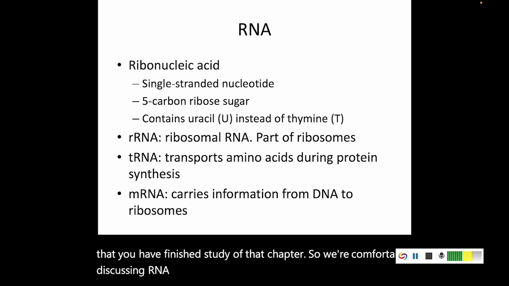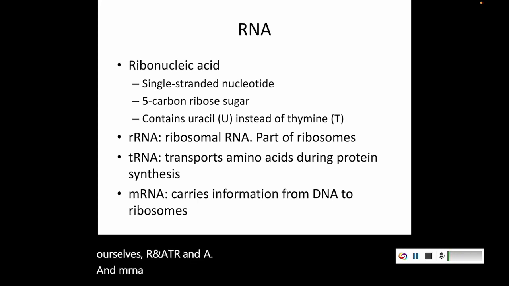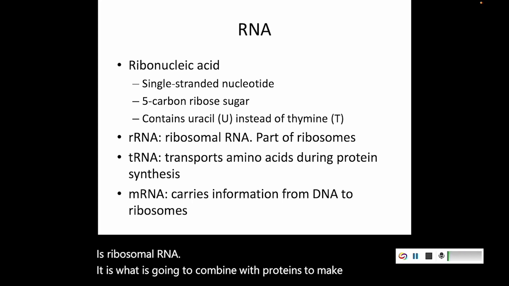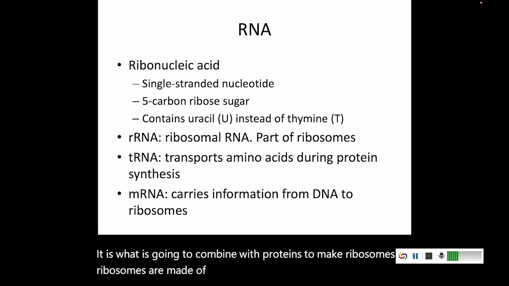There's 3 types of RNA that are used in our cells: rRNA, tRNA, and mRNA. Okay, rRNA is ribosomal RNA. It is what is going to combine with proteins to make ribosomes. Ribosomes are made of proteins and ribosomal RNA.